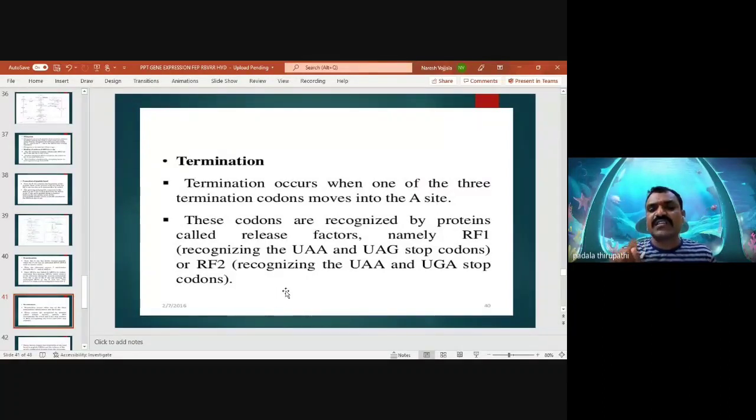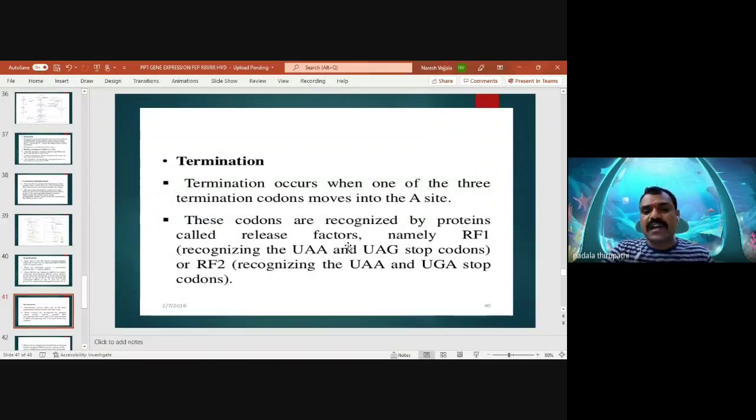This termination occurs when one of the 3 termination codons moves onto the A site. Whenever these codons move onto the A site, they are recognized by proteins called release factors, namely release factor 1 or RF1. So RF1 recognizes UAA and UAG. These are the stop codons, which we can also call nonsense codons.